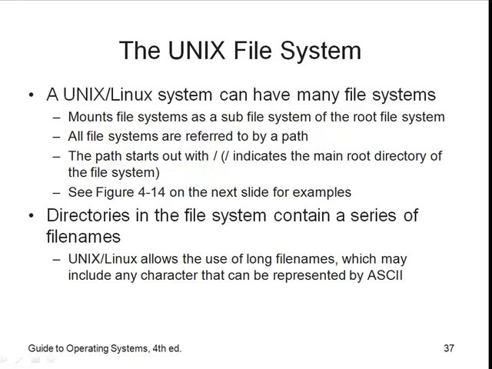A Unix or Linux file system can have many file systems. We can mount file systems as a sub-file system within the root file system. Matter of fact, we can mount points in the file system in Unix anywhere. All file systems are referred to by a path. The path starts out with a /. Now the / indicates the main root directory of the file system. Directories in the file system contain a series of file names. Unix or Linux allows the use of long file names like Windows, which may include any character that can be represented by an ASCII code.